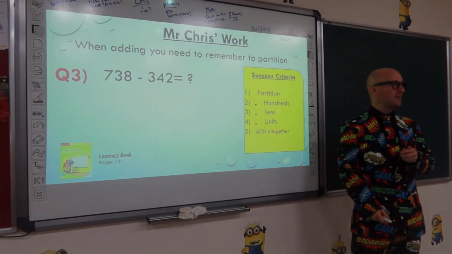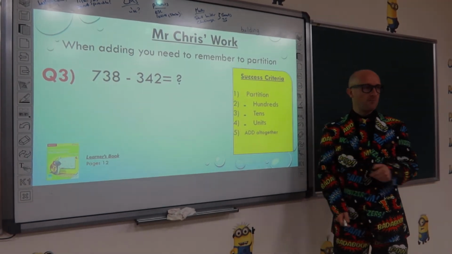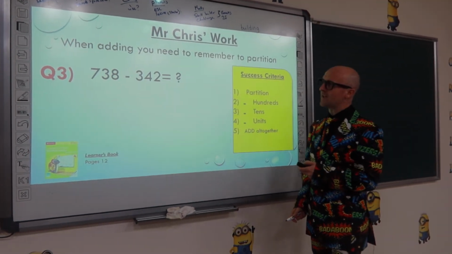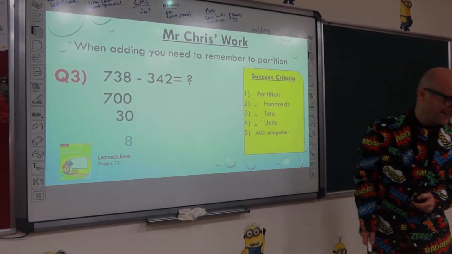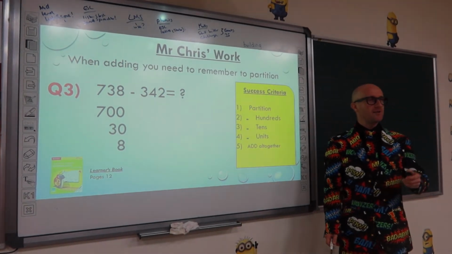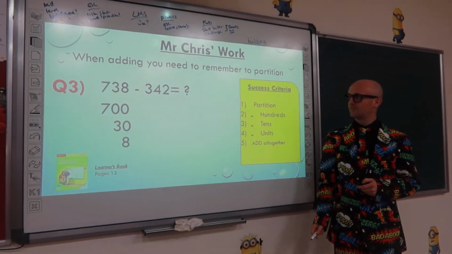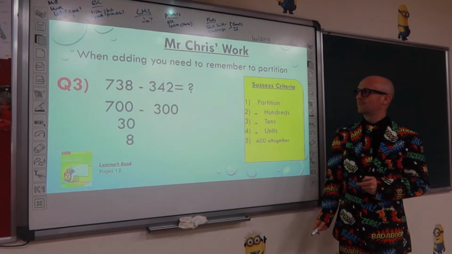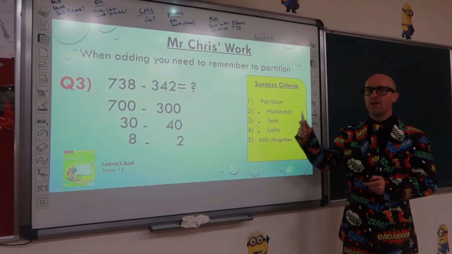Let's try and do this one. 738 minus 342. So we need to partition again. We're doing very well here. What's 738 partitioned? 738. Correct. What about 342 partitioned? 342 partitioned: 300, 40 and 2. So go through it slowly.